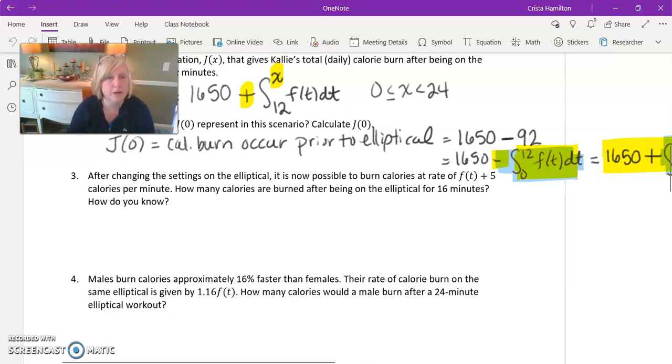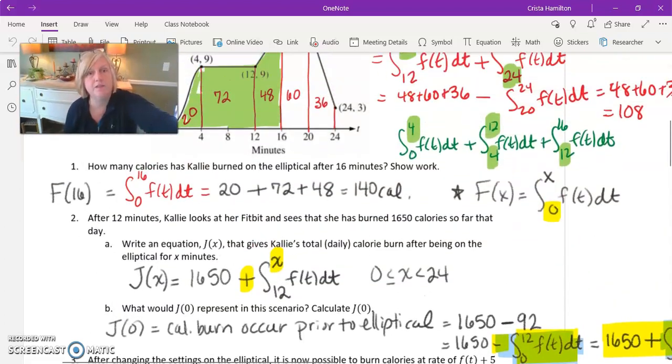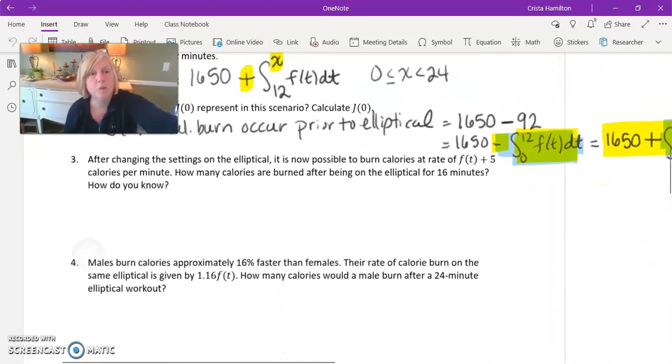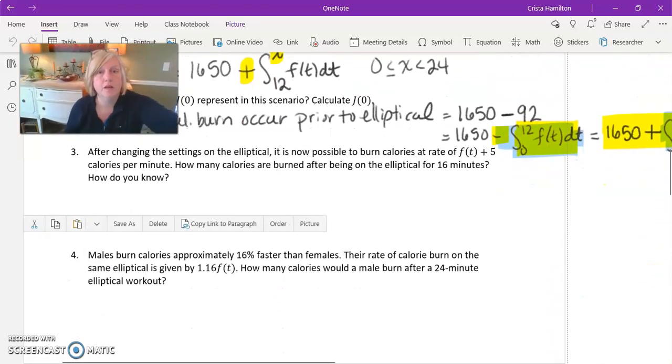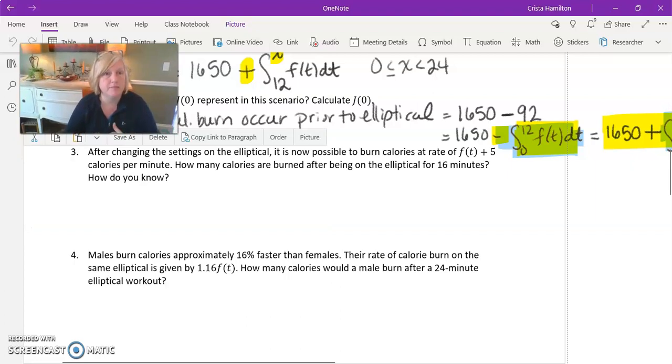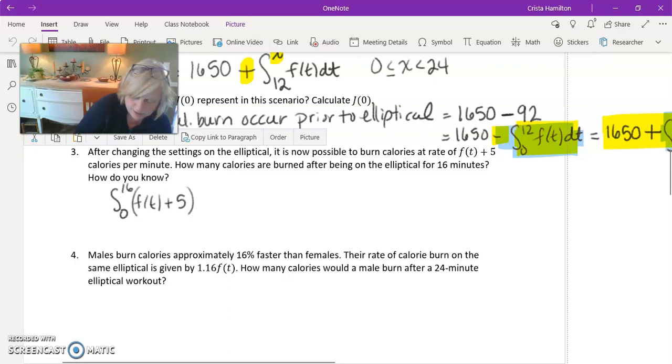So we've made it a little bit harder. The question is, still given that I have this f of t graph up here, what if I wanted to figure out how many calories I had burned in total in the time span of 16 minutes? So we're trying to calculate the definite integral from 0 to 16 of f of t plus 5 dt, instead of f of t. Now, think about graphically what we're doing with this.